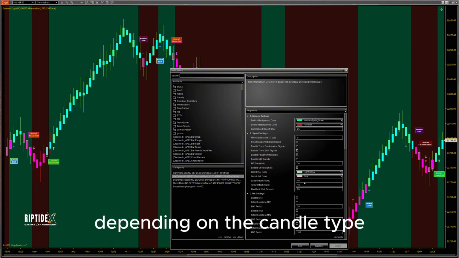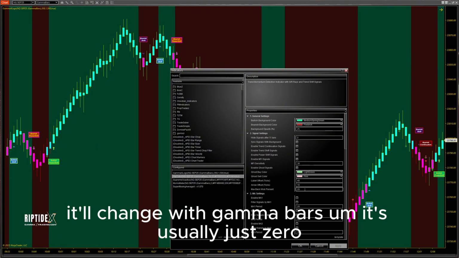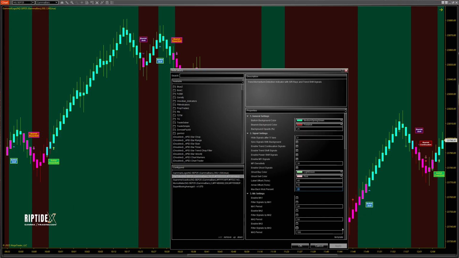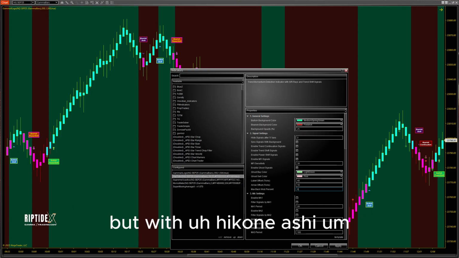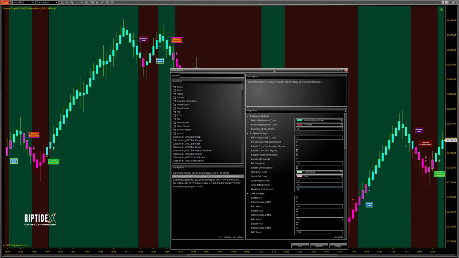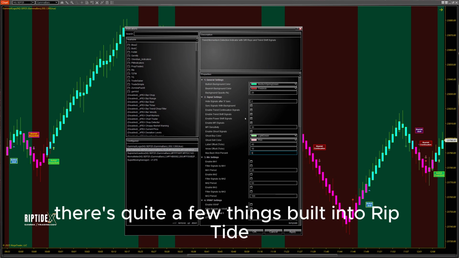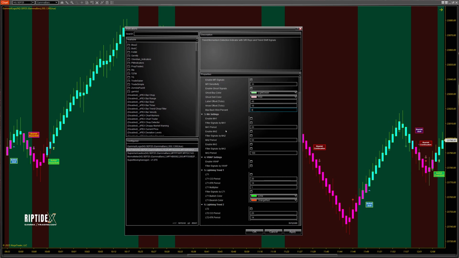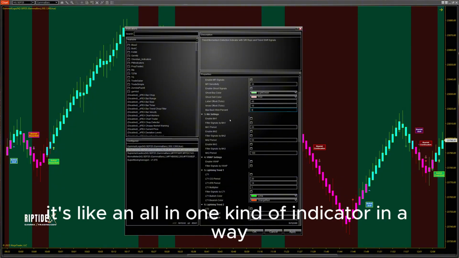Depending on the candle type, it'll change. With GammaBars, it's usually just 0. But with Heikin-Ashi, I'll do maybe 10 or 15% myself. So there's quite a few things built into RipTide. It's like an all-in-one kind of indicator in a way.